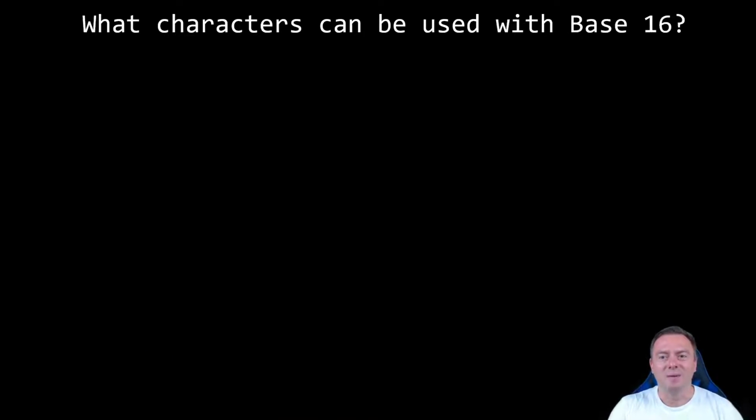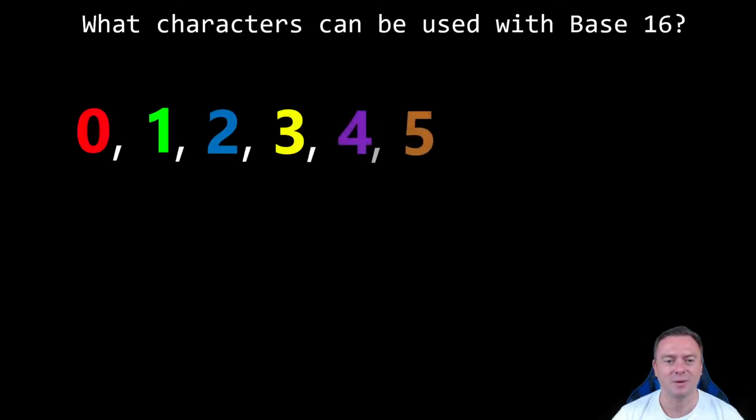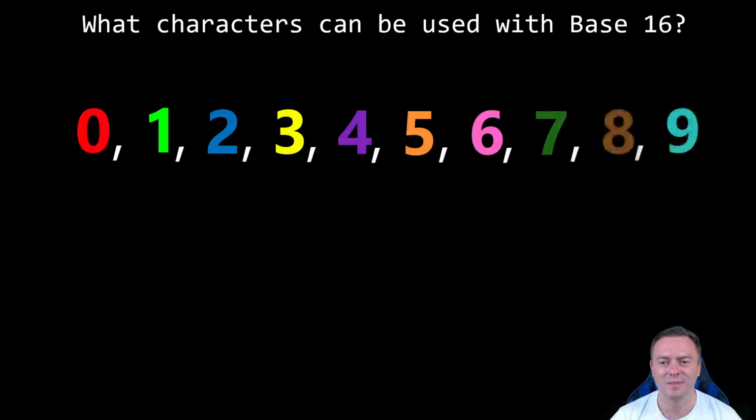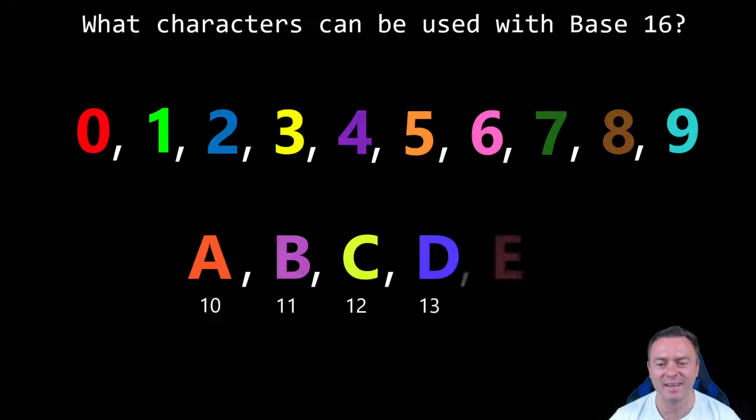So what characters can we use to count with base 16? He's counting in groups of 16, right? So you can go 0, 1, 2, 3, 4, 5, 6, 7, 8, 9. And then what we use is actually the alphabet. So we go A, B, C, D, E, F. So A is 10, B is 11, C is 12, D is 13, E is 14, and then F is 15. So now this system will work, right?